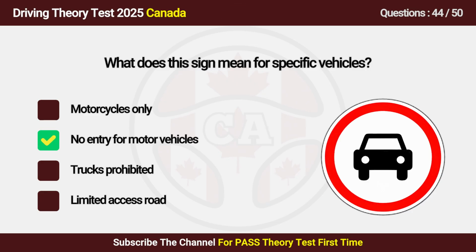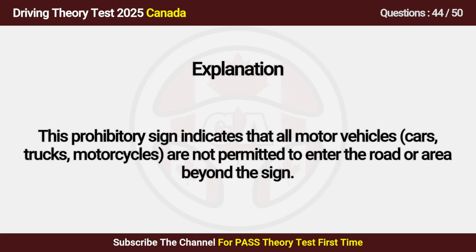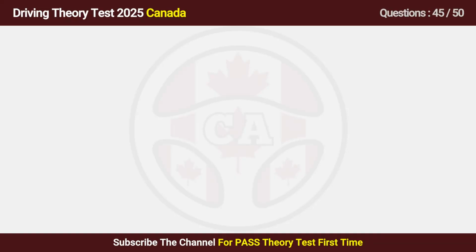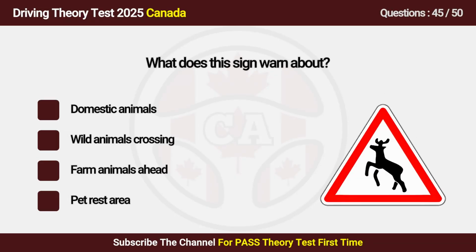Answer is B, no entry for motor vehicles. This prohibitory sign indicates that all motor vehicles, cars, trucks, motorcycles, are not permitted to enter the road or area beyond the sign. Question 45. What does this sign warn about?